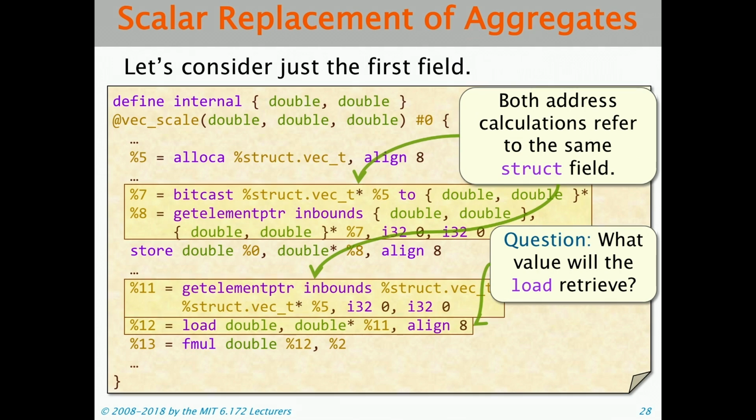So we have this location in memory that we operate on. And before we do a multiply, we end up loading from that location in memory. So what value do we know is going to be loaded by that load instruction?